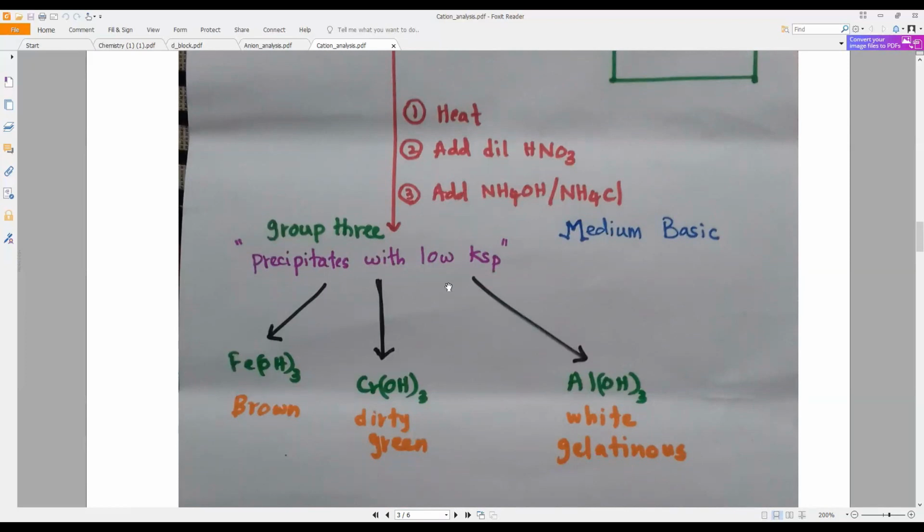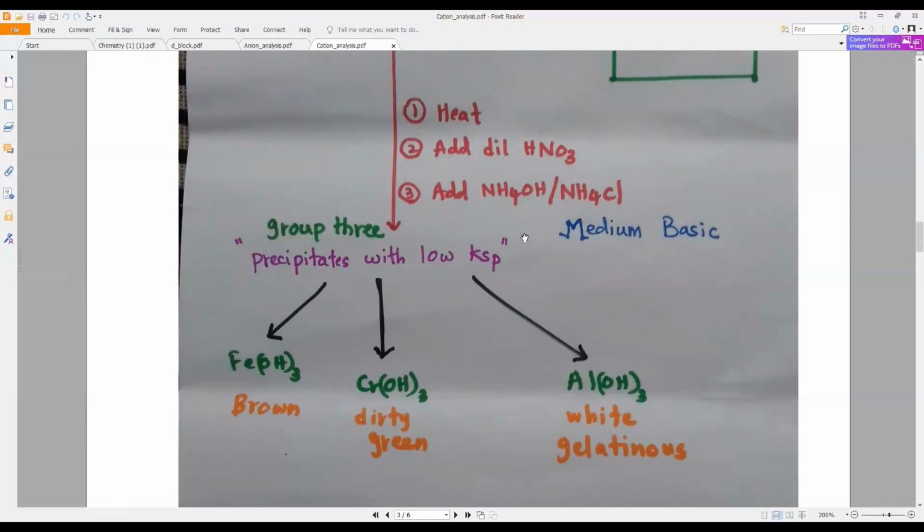These three, Ksp is very low. So if you have very little OH minus concentration in the solution, the ionic product of these precipitates quickly surpasses the Ksp because Ksp values are small.